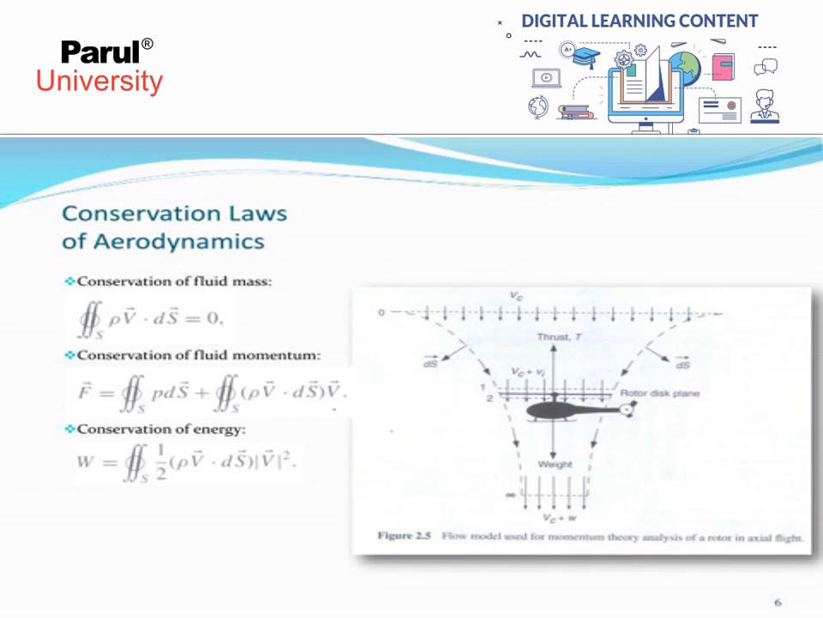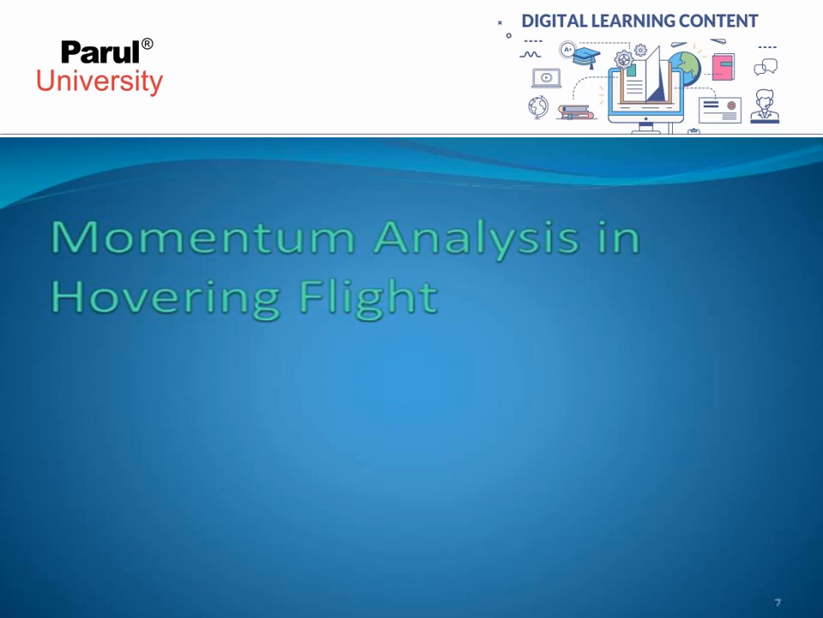Now the flow model. We can see in the figure the flow model used for momentum theory analysis for a rotor in axial flight. Now Vc is the incoming velocity and Vc plus Vi is the total velocity near the rotor disc plane, just above the rotor blades. Just below the rotor blades is point 2, and point infinity is the wake region where the total velocity is Vc plus omega. Right? Now we have to discuss the momentum theory analysis for hovering flight one by one.